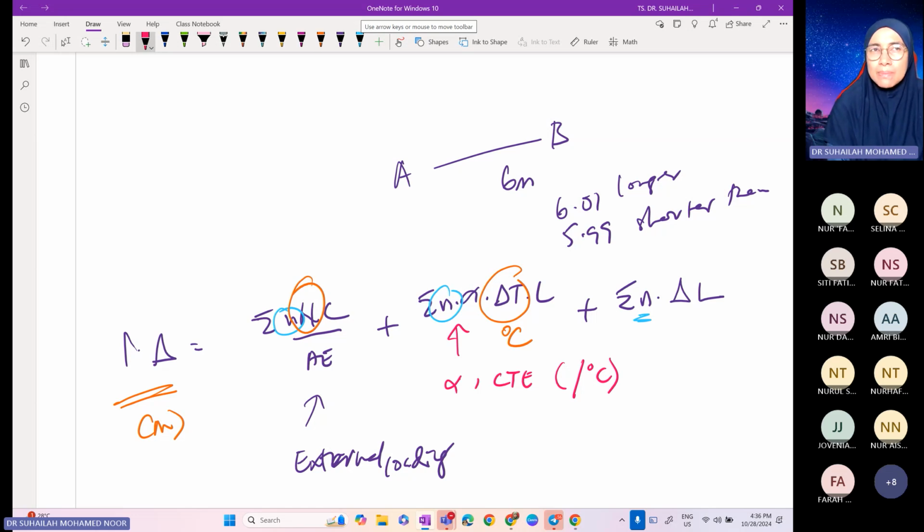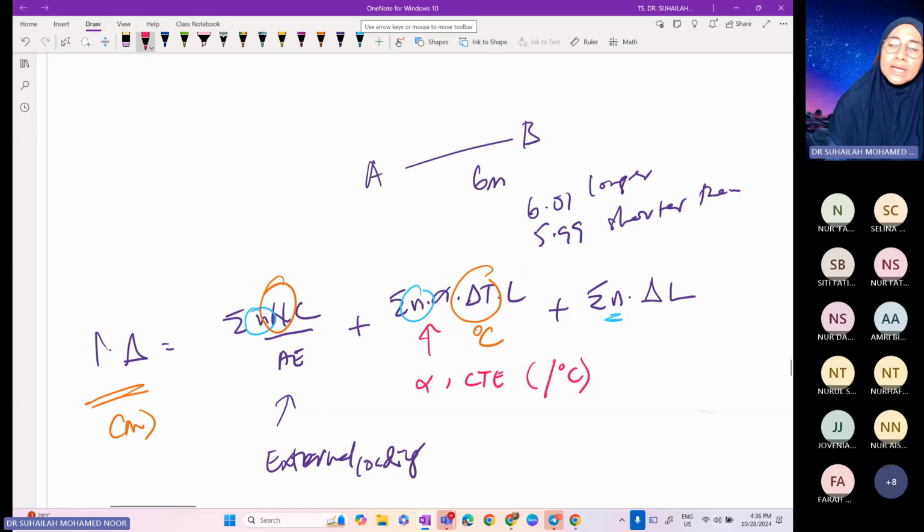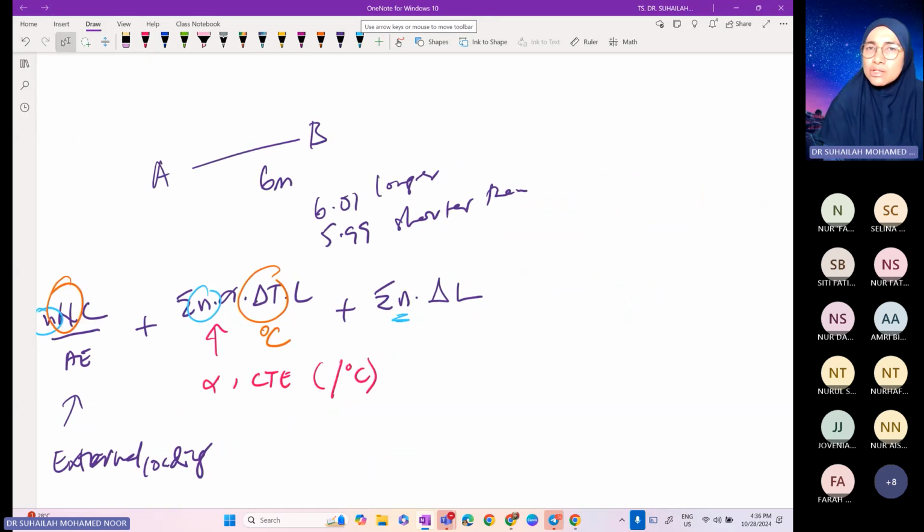Small n is member force in the virtual system. The virtual system has no unit, same as the redundant system, which also has no unit. Okay, the primary structure has a unit, the redundant structure has no unit. One more thing I mentioned earlier, longer than, shorter than, it is fabrication error.